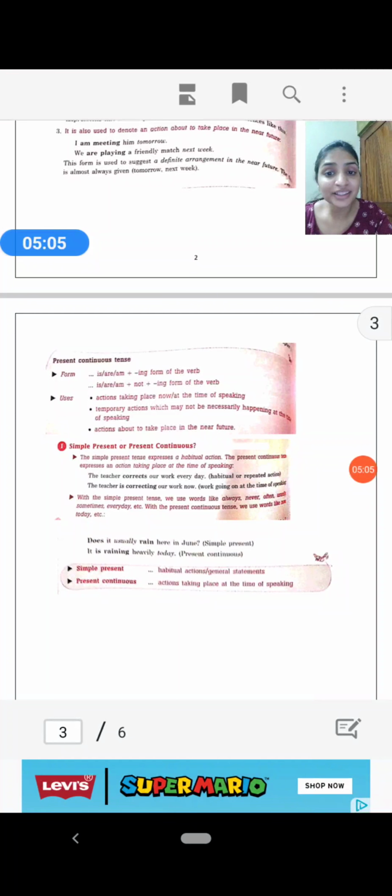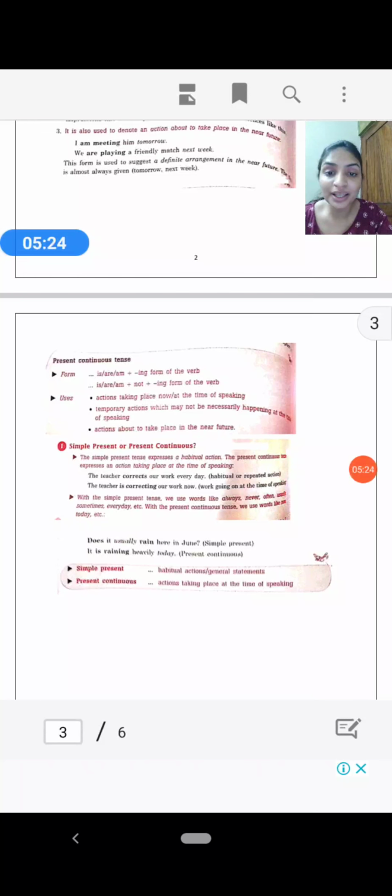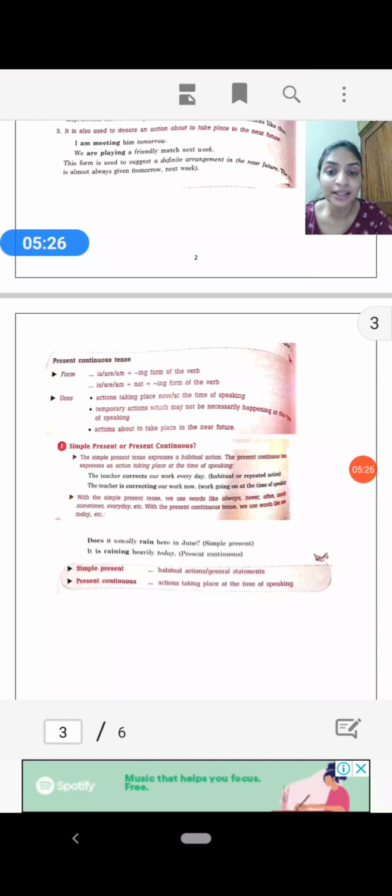Now, present continuous forms. The form is am, is, are plus the ing form of the verb. Is, am, are plus not plus the ing form of the verb makes it negative. The uses are: action taking place now at the time of speaking; temporary actions which may not necessarily be happening at the time of speaking; and actions about to take place in the near future. Okay students, these are basically the bullet points that you need to learn about this.